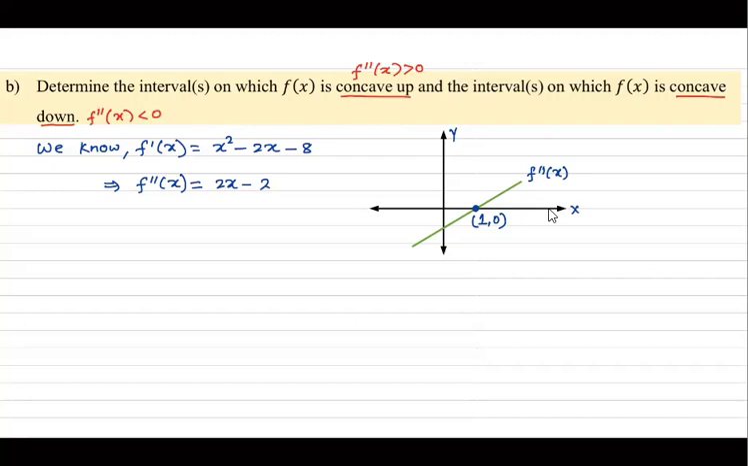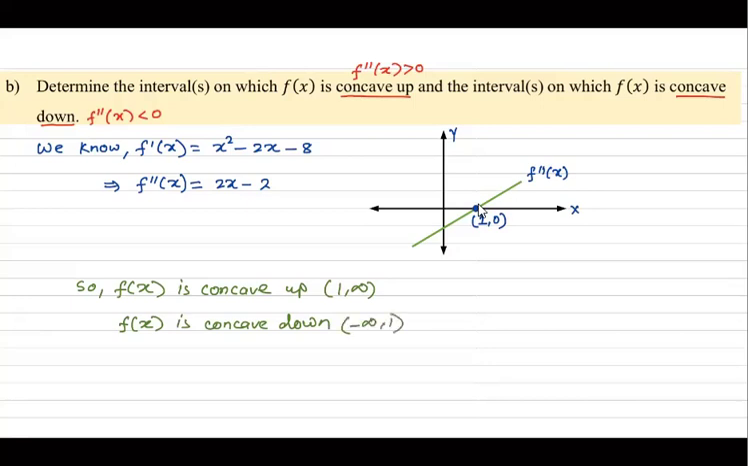So we can write that answer. We can say f of x, the original function, is concave up, or the graph of the original function is concave up on the interval from 1 up to infinity, because the second derivative is positive. And the graph of the original function is concave down on the interval from negative infinity up to 1, because the second derivative is negative there. So that is the second part of the question.